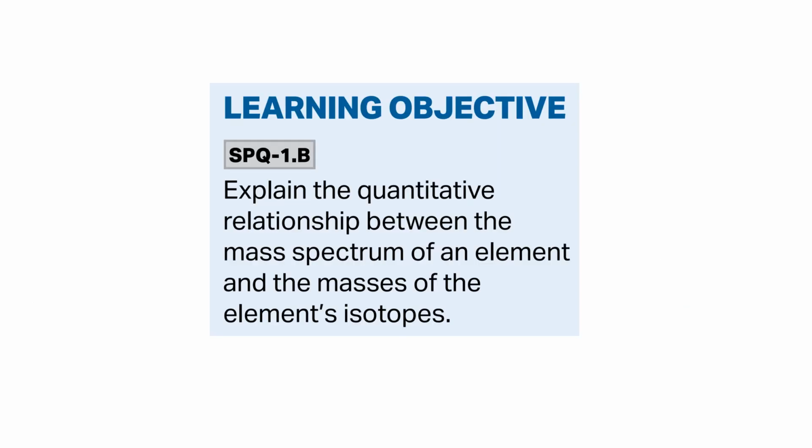So let's look at the learning objective again and see how we have covered everything. The objective was to explain the quantitative relationship between the mass spectrum of an element and the masses of the element's isotopes. So I told you what a mass spectrum is, what isotopes are, and I also told you about the quantitative relationship, which was the formula for average atomic mass. I hope all this was clear to you.